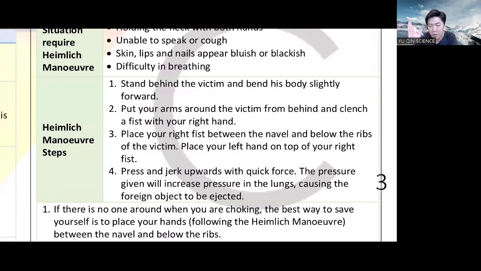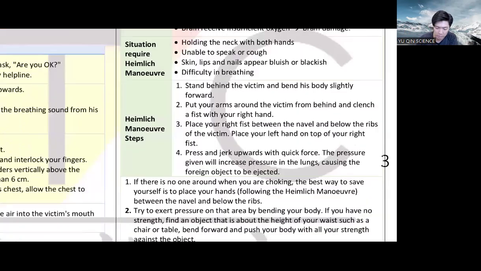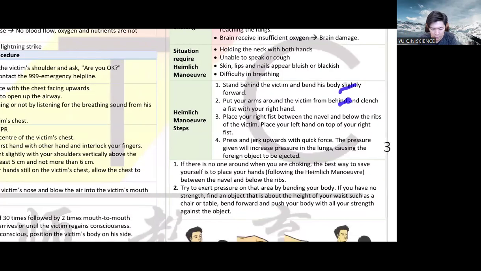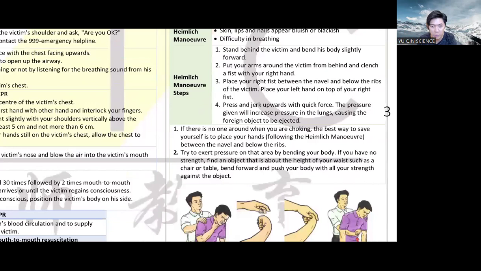The trachea, the breathing channel, is one. The esophagus is the other one. So if you compress the stomach, you might make the person vomit. It's the wrong tube. You want to jerk the lungs so that the air pressure will push the object out of the trachea, the air channel. The lungs give pressure so that it will eject the substance out. Okay, there you go. Very simple steps, but you need to go through the details a bit.